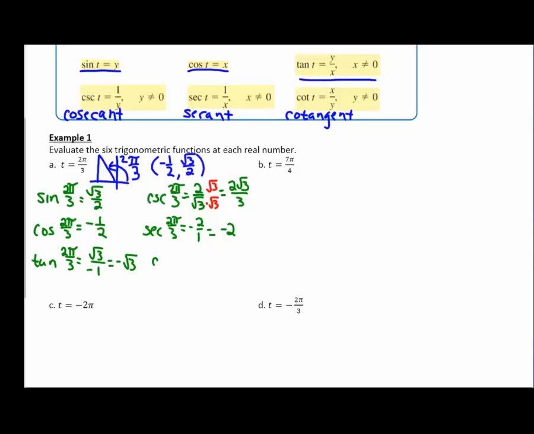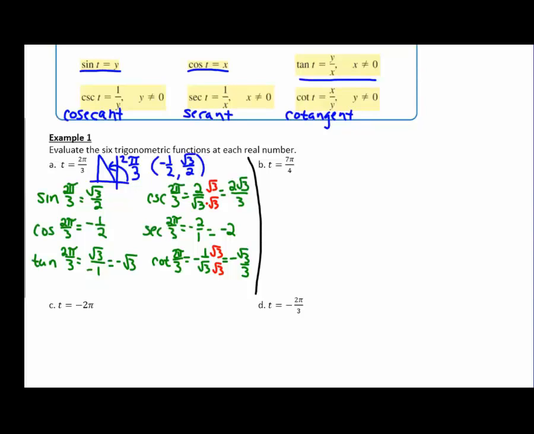And then finally, cotangent of 2 pi over 3 is the reciprocal of tangent, which was -1 over the square root of 3. So again, just like with cosecant, we need to rationalize this. So we're going to multiply by the square root of 3 in the denominator and the numerator. So we end up with negative square root of 3 over 3. All right, now let's take a look at part B, where our angle measure is 7 pi over 4.